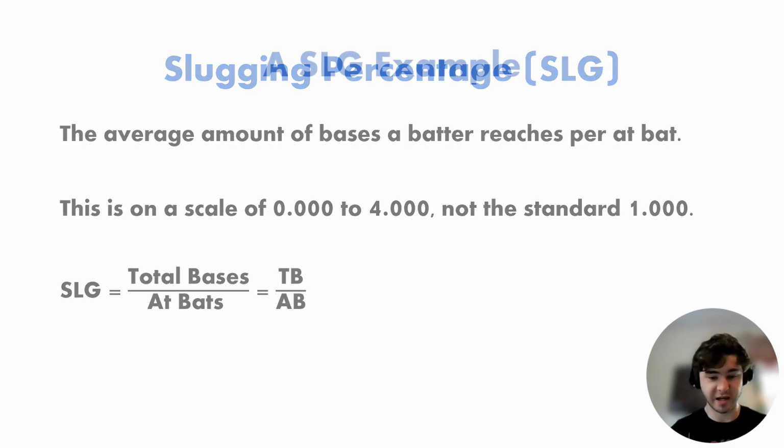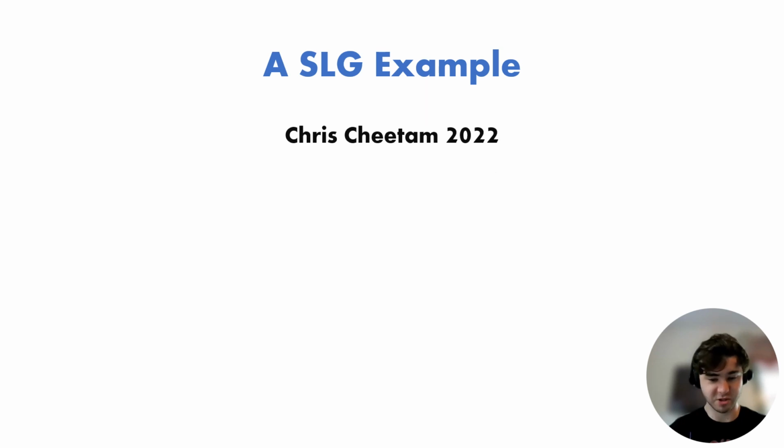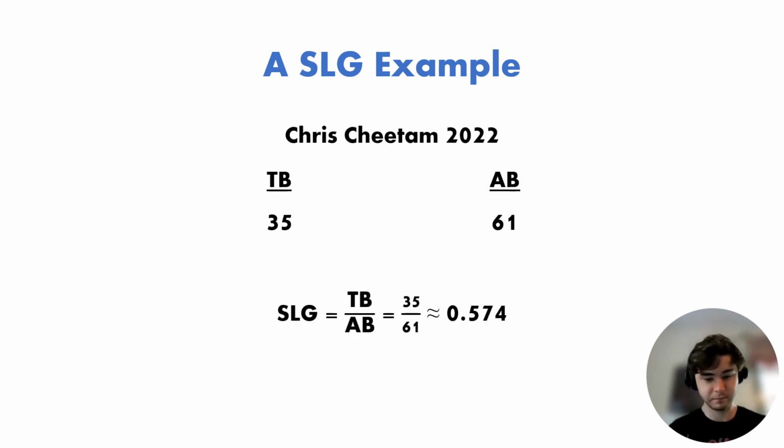So again, to give an example, I'll use Cheatham's 2022. He had 35 total bases, and total bases, in case you didn't know, you get one total base for a single, two for a double, three for a triple, and four for a home run. And he had 61 at-bats. That's 35 over 61, ends up as 0.574, rounding to that, or 574, or just 574.